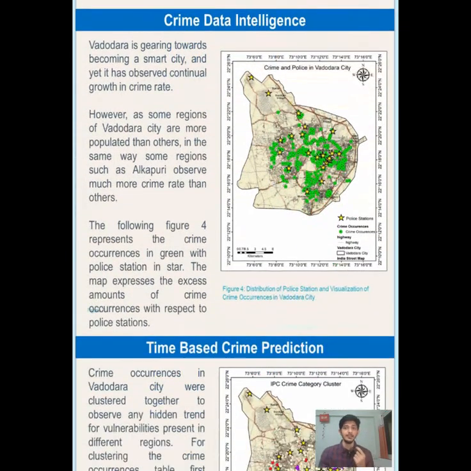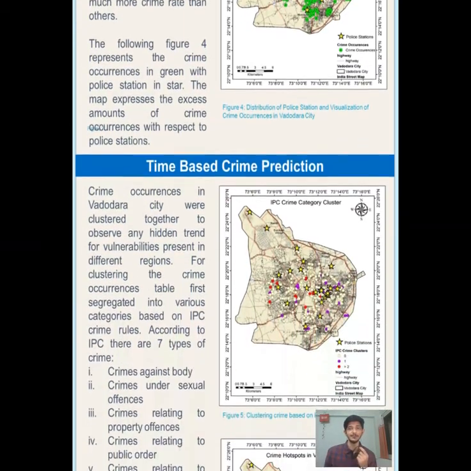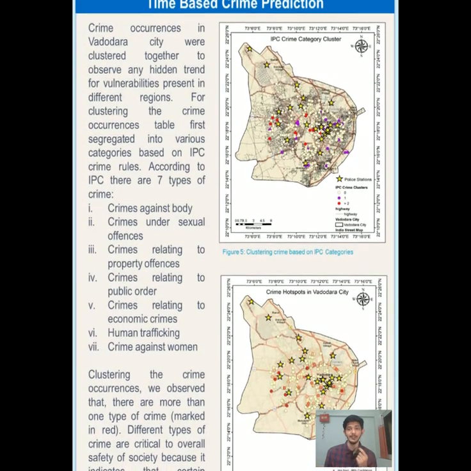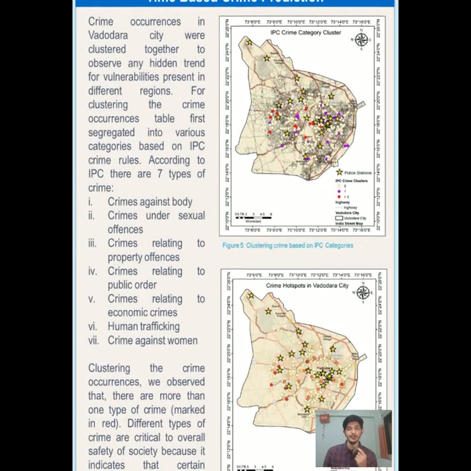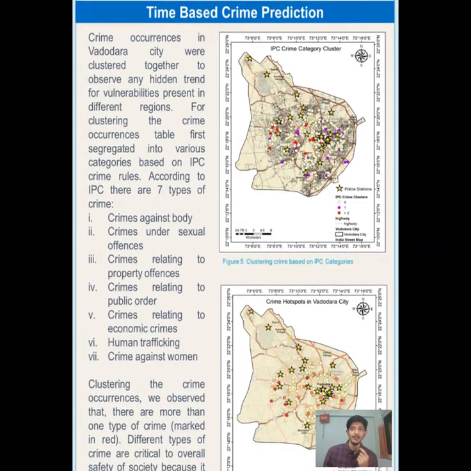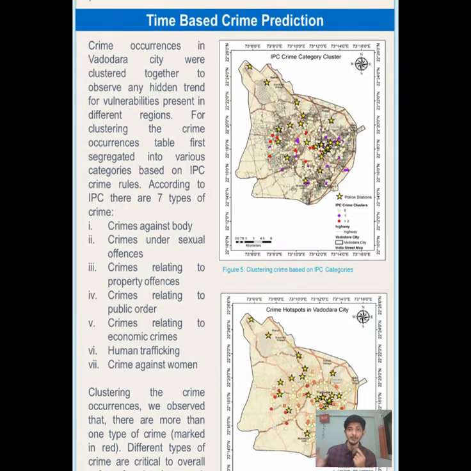Crime data intelligence. Now this was a map which we prepared in the initial stages as we observed that Vadodara is gearing towards becoming a smart city, and yet it has observed continual growth in crime rate. This is an alarming situation. So based on that, we have represented the crime occurrences spatially in the map shown in figure 4. Crime occurrences in Vadodara city were clustered together to observe any hidden trend for vulnerabilities present in different regions. We clustered the crime occurrences into different IPC categories, so we can see that certain regions and certain locations have observed multiple types of crimes.